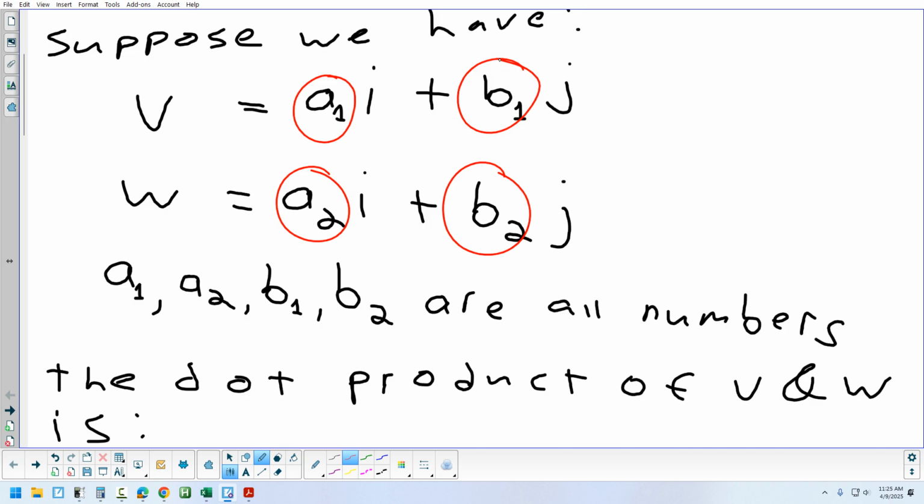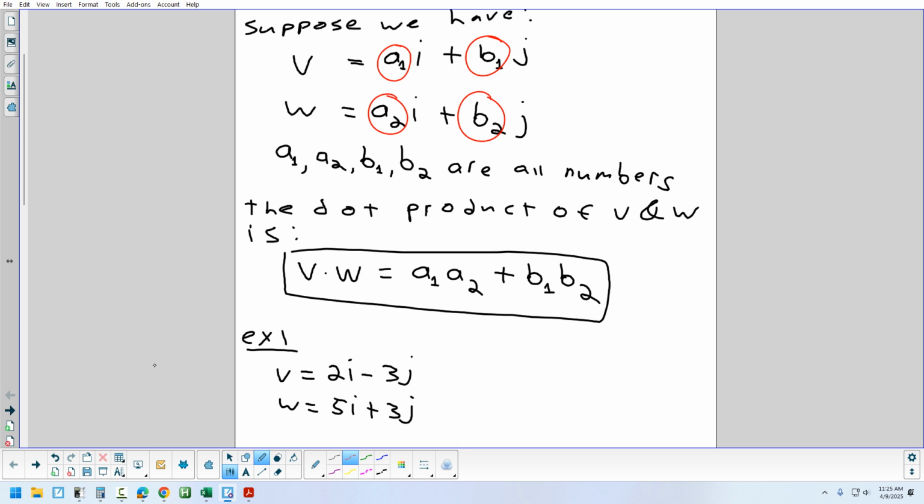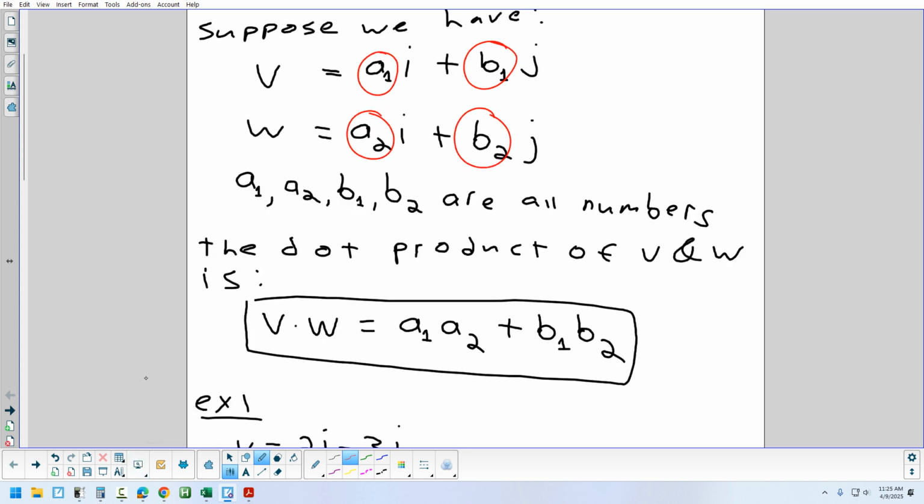All you have to do to find the dot product is take A1, A2, multiply them together. Take B1, B2, multiply those together. And then add the results. That's how you find the dot product.